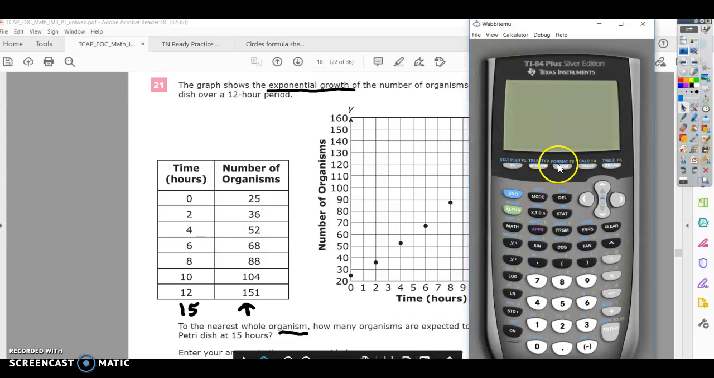All right, so if you have your calculator, you can click on Stat and Edit. We're going to edit because we're going to put our points in from the table. So you're going to put all the hour numbers in first. So 0, 2, 4, 6, 8, 10, 12. All right, once I get those in, I'm going to arrow over to my L2 and I'm going to enter those numbers as well.